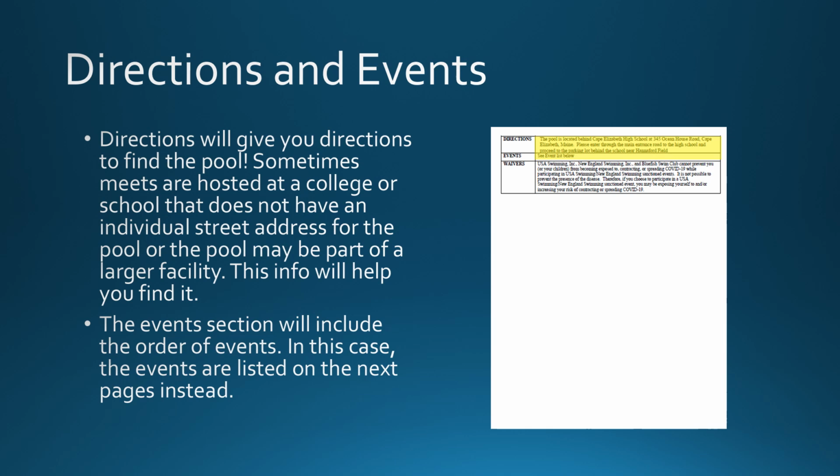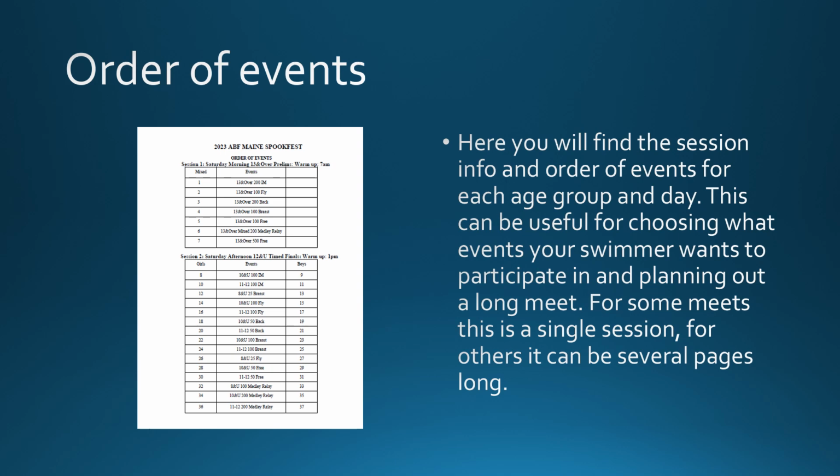The events section will tell you the order of events for this session and for every day. In this case, though, it's a multi-day meet, and they've decided to include it on its own page after this. So here's that order of events. This is just one page. I believe there were 3 for this meet. But it'll tell you the order of events. This is really helpful when you're choosing events and figuring out what your swimmer wants to participate in. And for a long meet, you can look at this and say, we'll do these events on Saturday, these events on Sunday. So that can be really helpful.